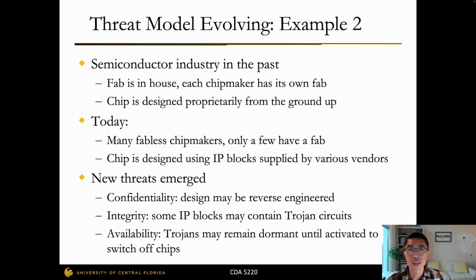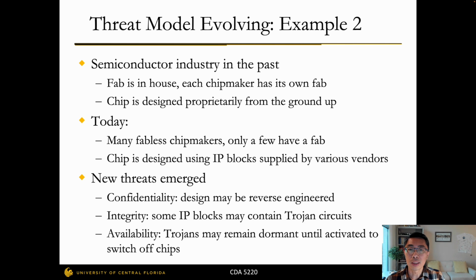The second thing is that instead of designing the chip from the ground up, today many chip designers assemble together a bunch of IP blocks. An IP block is basically a wrap of design that you can add to your own design to have additional capabilities. For example, I want to design a chip, but I don't want to reinvent the wheel for video encoding and decoding. So I just obtain an IP block dealing with video encoding and decoding and add it to my design.